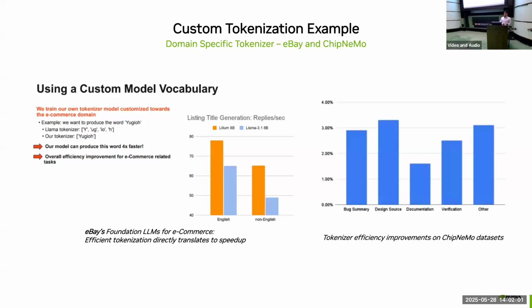Similarly, when we look at some results from ChipDemo with its custom tokenizer, we don't see quite as impressive gains in the efficiency that we get from tokenizing. But when we look at these 5 specific data sets that were used with ChipDemo, we do still see a certain percentage improvement over our original tokenization performance.